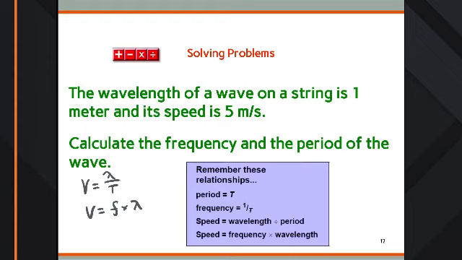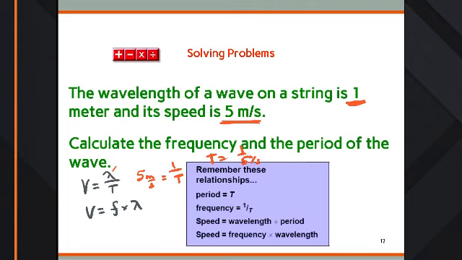So we just throw our numbers in here. We have 5 meters per second equals 1 meter, which is measuring wavelength, over t. Now I can try to figure out what my t is. We multiply by t and divide by 5, so t equals 1 divided by 5 meters per second.